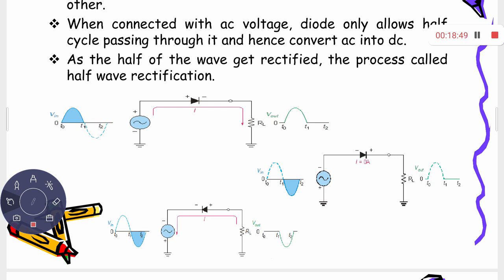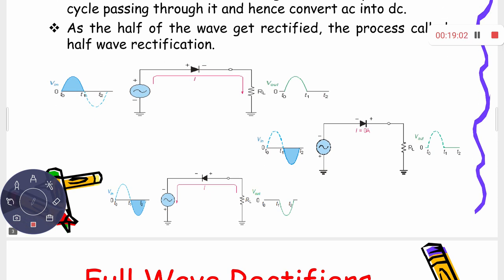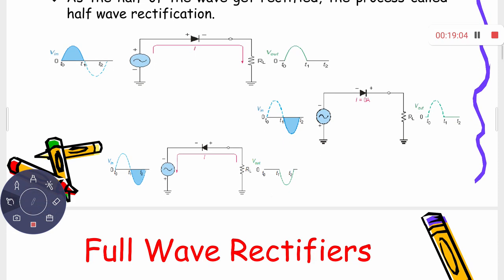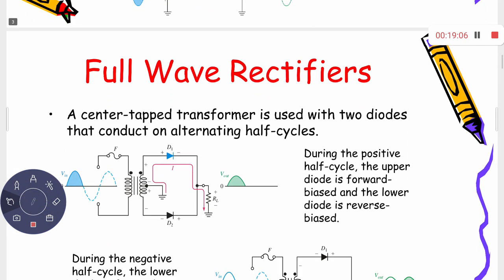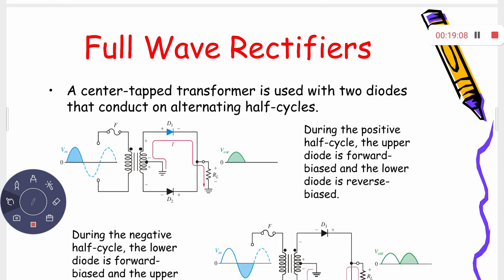But the negative part is absent. Now suppose you would like to make this negative as a positive in the output. How is it possible? Then for this, we have to use two diodes. So now take a look at this particular circuit.